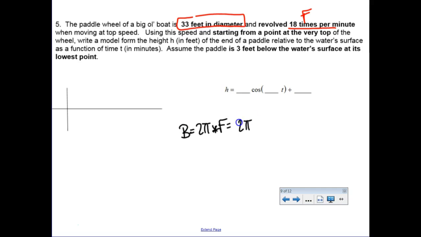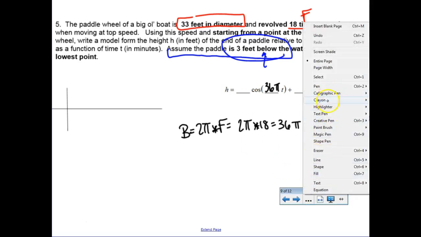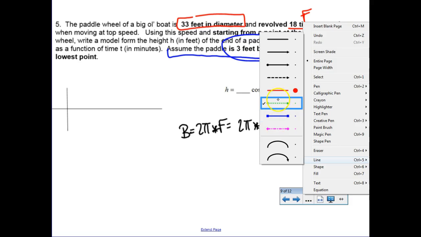So 2 pi times 18 is going to be 36 pi. I'm going to go ahead and throw that in the formula now. And then, starting at the very top, write a model for the height, and so on. There's a little clue here: assume the paddle is 3 feet below the water surface, because paddle wheels have to be underwater in order to get some drag so they can actually make the boat go. It doesn't say I have to graph anything, but man, does it help. Let's see why.